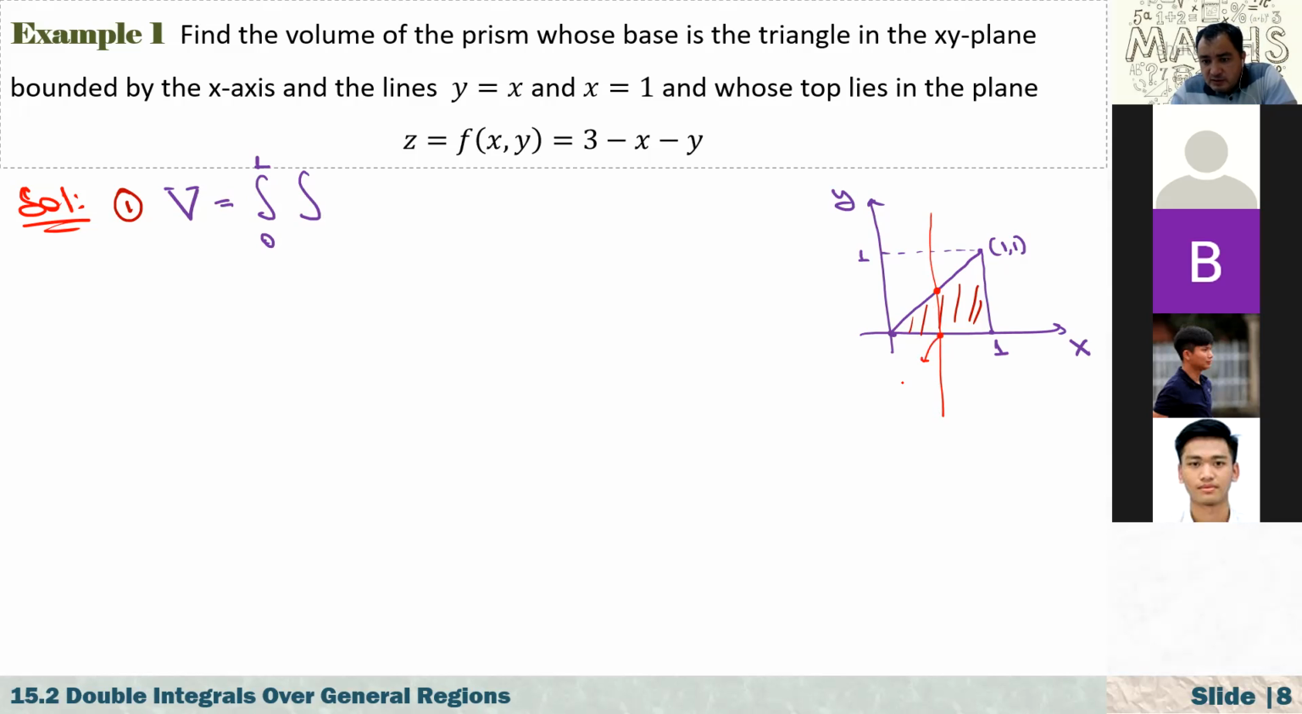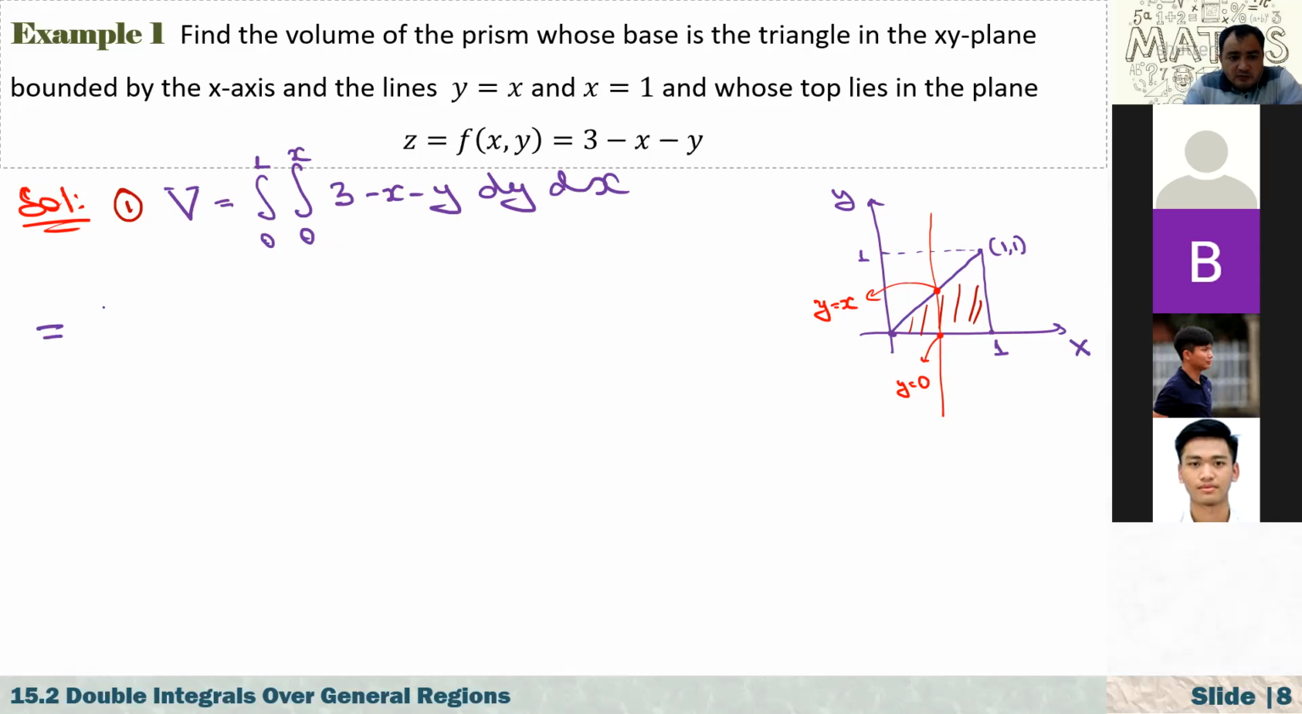So this entering part is y equal to 0. And how about the exiting part? Here, y is equal to x. So that means that our y is changing from 0 to x. Our function is 3 minus x minus y, and here we have dy, and here we have dx. Okay, that's it. Especially these integration limits, that's the most important thing, otherwise you'll get the wrong answer.